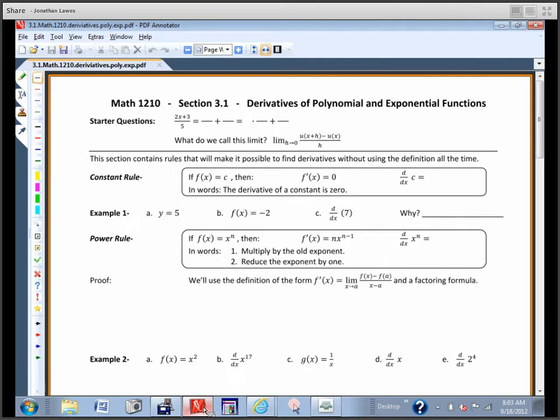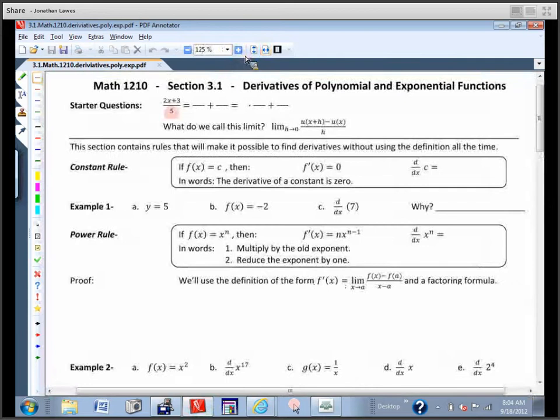You did it from the definition, the limit of the difference quotient. And that's a very valuable thing. That is where these things come from. Today we're going to start learning some rules that will make these much, much quicker, okay?